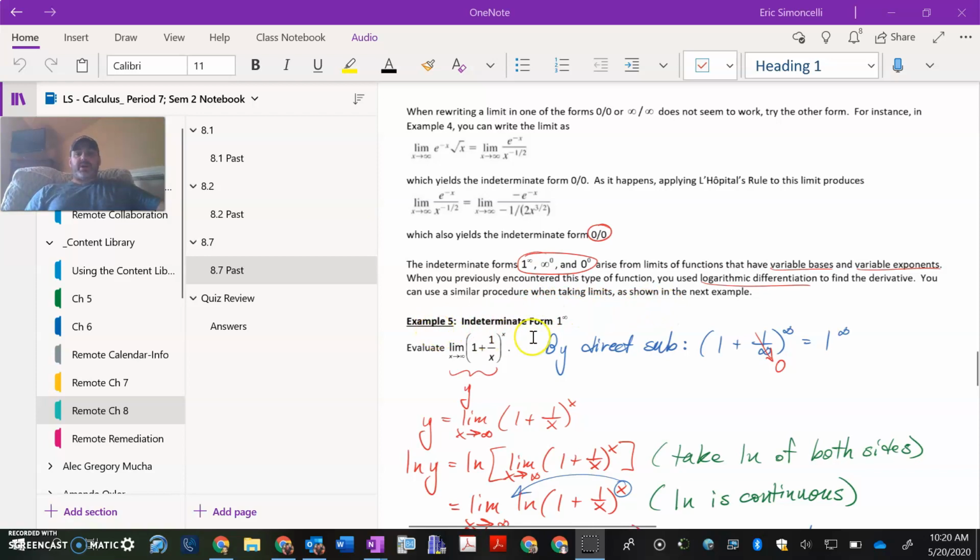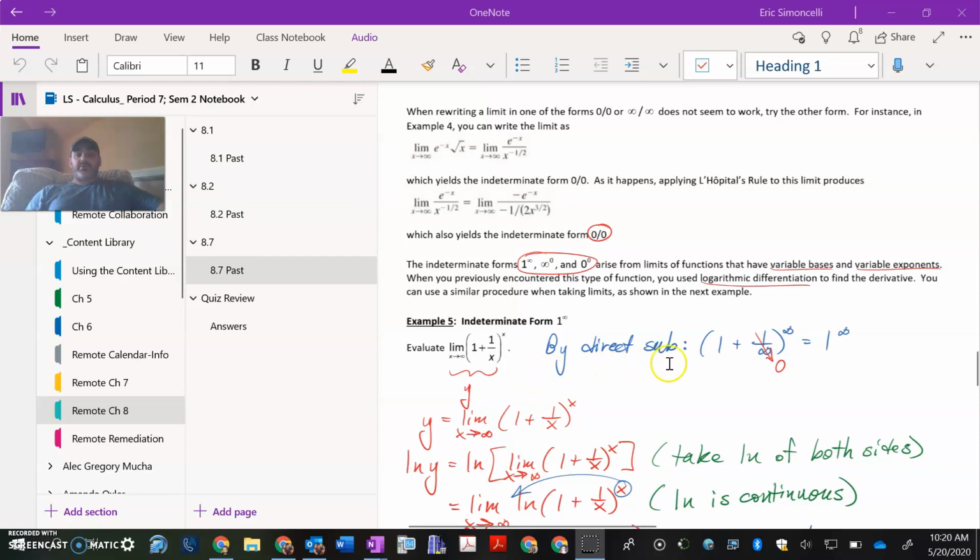So example 5, the indeterminate form 1 to the infinity power. Evaluate the limit as x approaches infinity of 1 plus 1 over x to the x power. Now this may look familiar to you. You did actually see this particular expression in Algebra 2, but also in pre-calc. And before I speak about what that entails or what it did kind of play out to be, let's do the problem and we'll kind of go back to that idea.